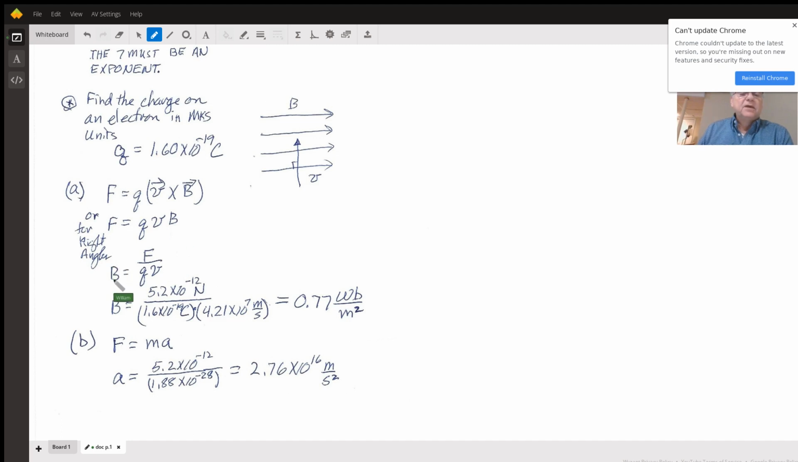We'll just solve that by putting the unknown on one side and all the known quantities on the other. And you see the numbers here, and that's equal to 0.77 Webers per meter squared.